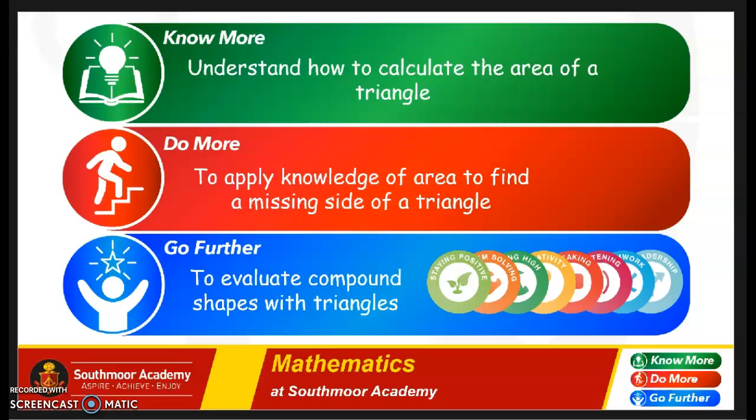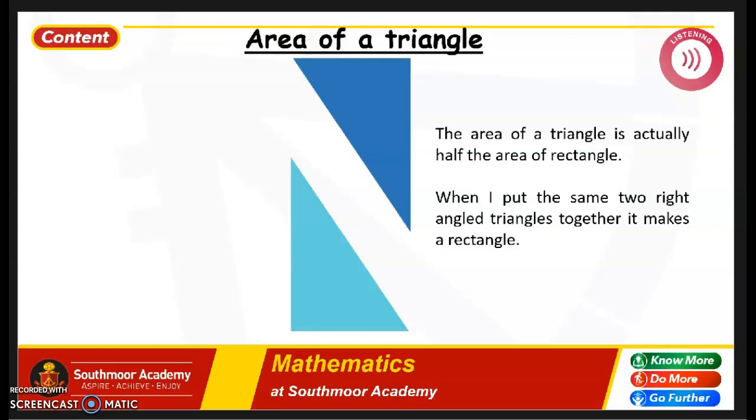So your objectives today are to understand how to calculate the area of a triangle, to apply knowledge of area to find the missing side of a triangle, and to evaluate compound shapes with triangles. Before we begin, we need to know how to calculate the area of a triangle.